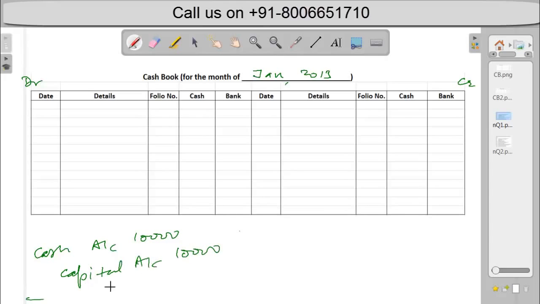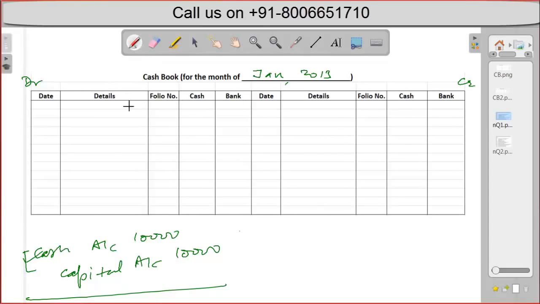Now tell me, in this entry is the cash account debited or credited? Cash account is debited, right? So this transaction will be recorded on the debit side. While deciding the side, we have to see the cash and bank. In the entry the cash account is debited, so this transaction will be recorded on the debit side. And what is the amount? 10,000.